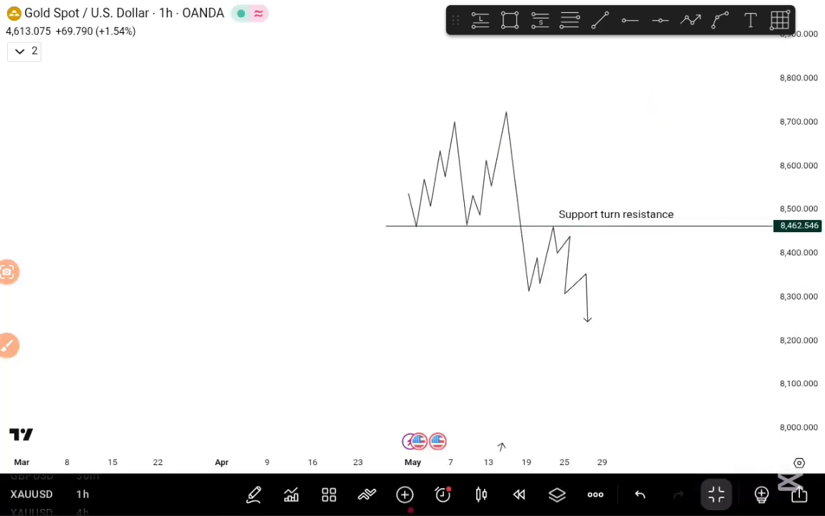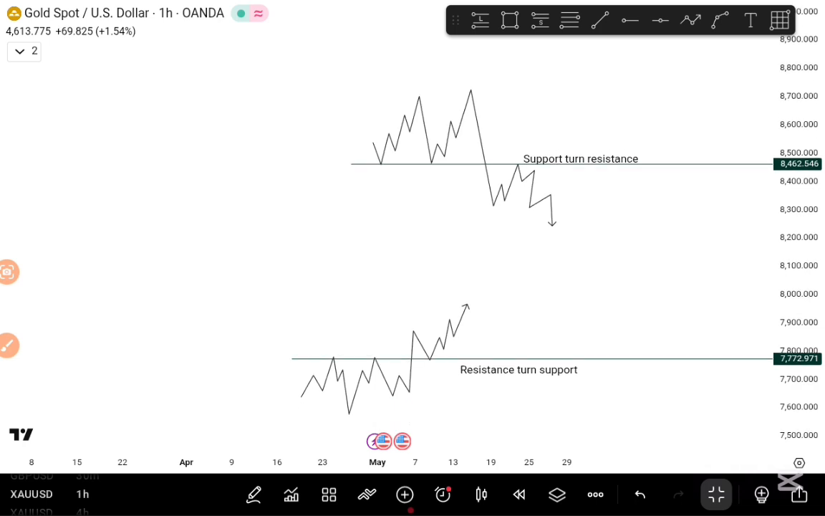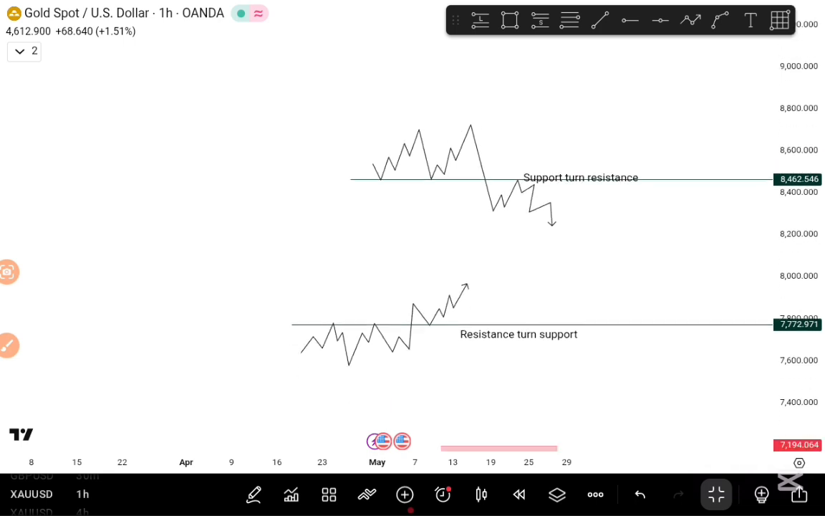Now, the idea is, if the market gives this kind of structure, whereby resistance turns support and support turns resistance, how can we get a valid support and resistance, or how can we trade with support and resistance? That is where we're heading right now. So how can we get a valid support and resistance to trade with? First of all, knowing the directional bias of the market.